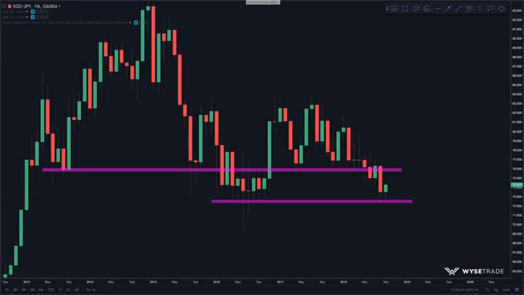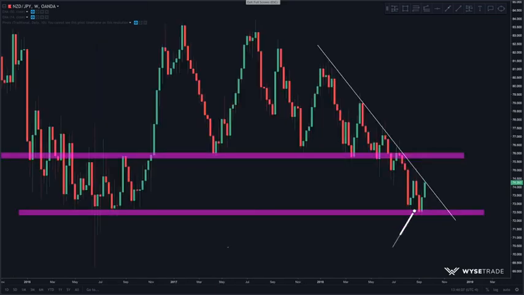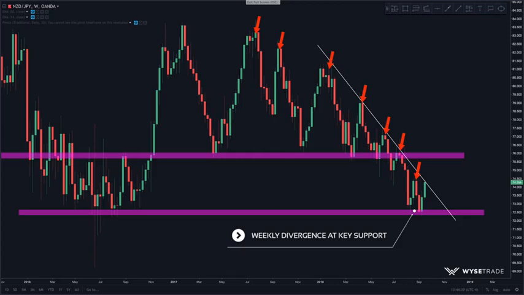Here's the Kiwi yen. And here on the monthly, we're at key monthly support. So to the weekly. Here on the weekly, we have weekly divergence, which is rare, and it is also occurring at key support. If price makes a higher high, this will be the first higher high, because as you can see, price has only been making lower highs since July of 2017. We still need a breakout of resistance and the trend line for confirmation.